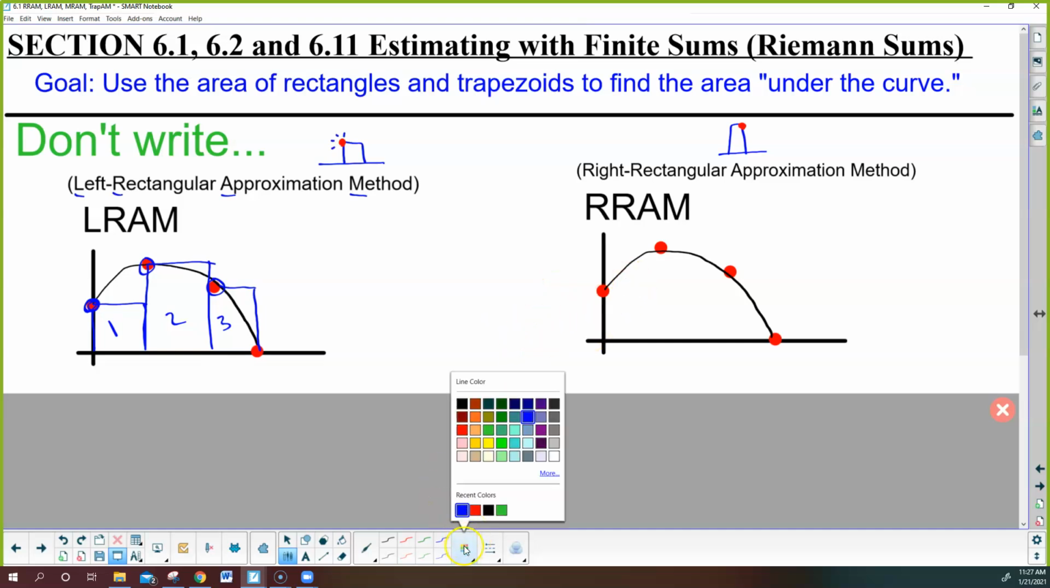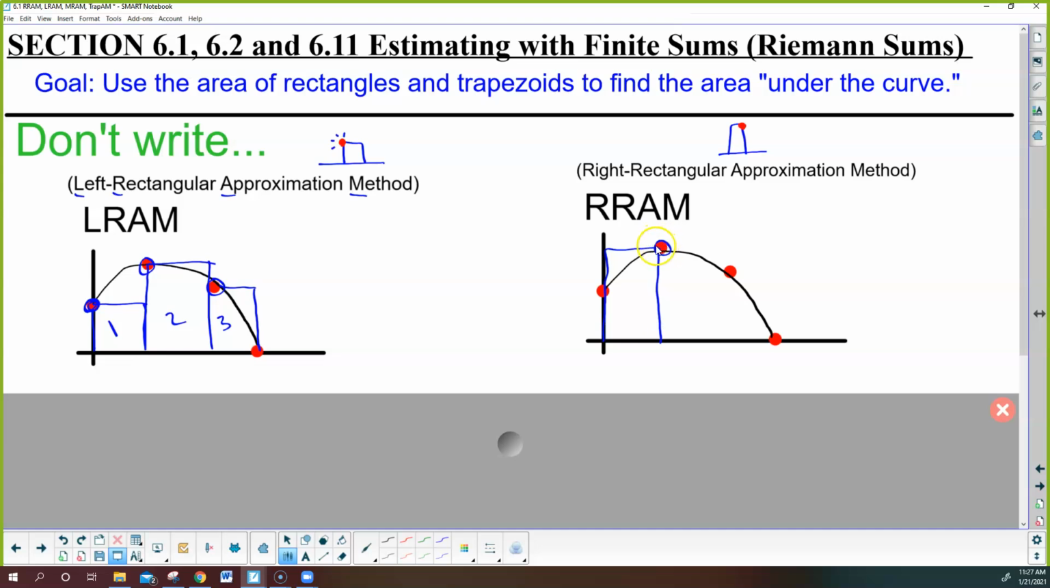So that means I'm going to actually start this direction, and I'm going to use the right end to draw that. So notice that's the first point that I would use, because if I try to draw a rectangle over here, I don't know where it stops. So we kind of ignore the first point on a right rectangular approximation, kind of like I ignored the last point on the left rectangular one.